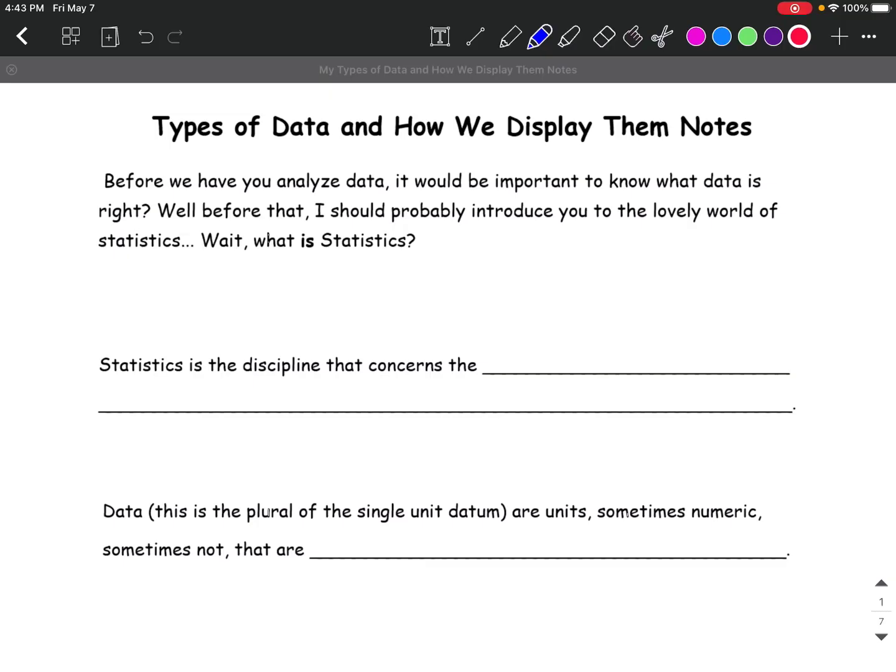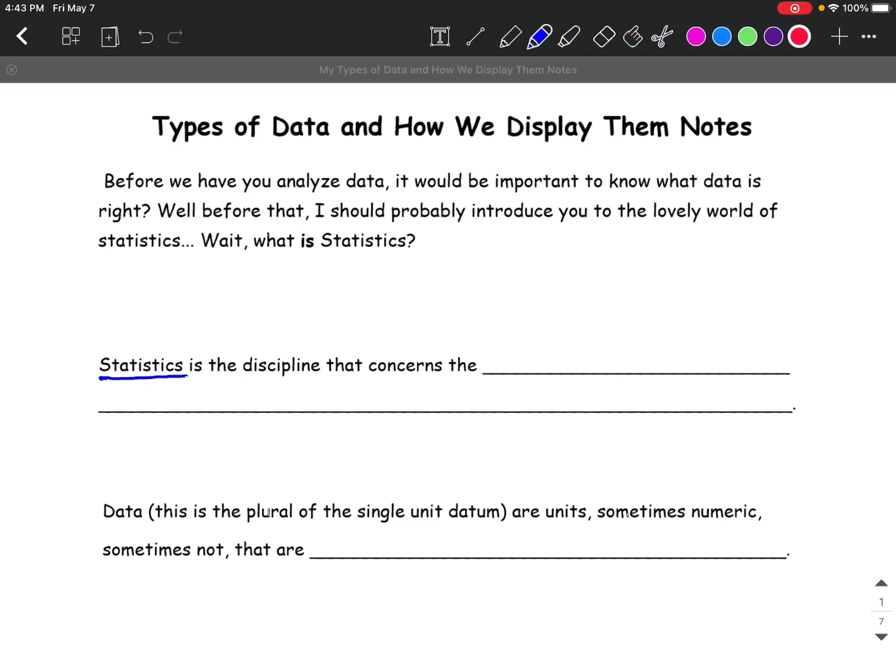Okay guys, hi. We're here to talk about types of data and how we display them. So before we start analyzing data, it's important to know what data is. And before that, we even need to know what statistics is. So let's start with statistics.